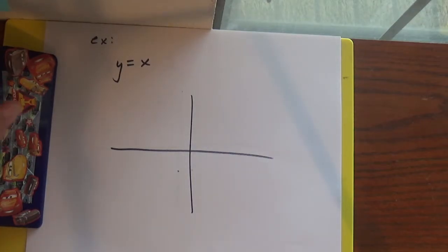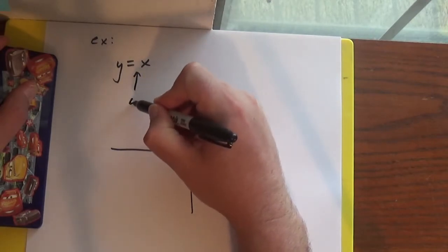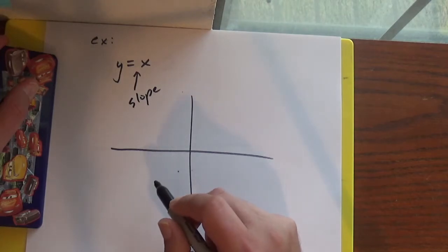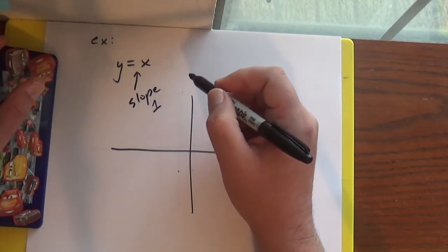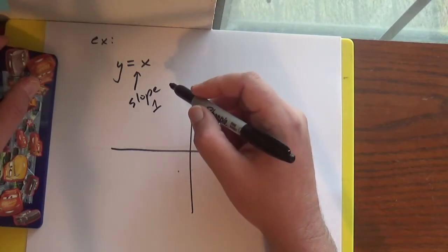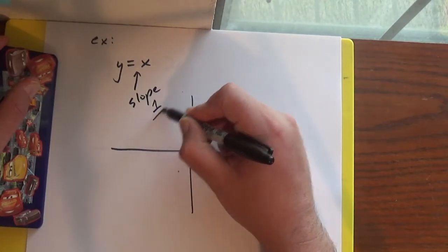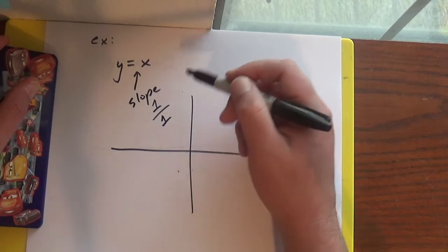They usually throw this one on there, y equals x. Your slope is right there and there's nothing there. Since there's nothing there, that means there's an invisible 1. But a 1 still doesn't look like a fraction, and I told you slope was a fraction. Now I could rewrite 1 as 1 over 1. So now it looks like a fraction.